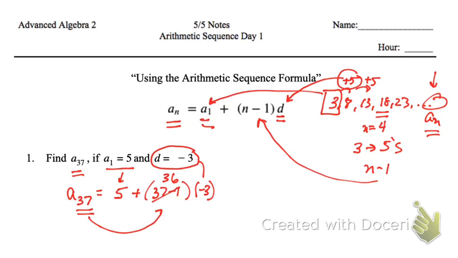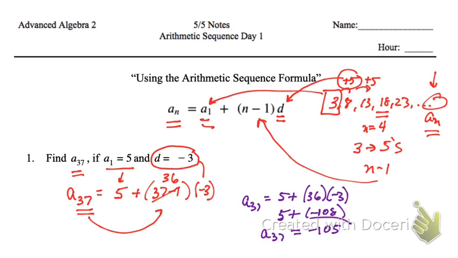Okay. And let's do the math now. So the 37th number would be 5 plus 36 negative 3s. And what is 36 negative 3s? Negative 108. So we find out that the 37th number is negative 105. Oops, can you see that? The 37th number is negative 105.